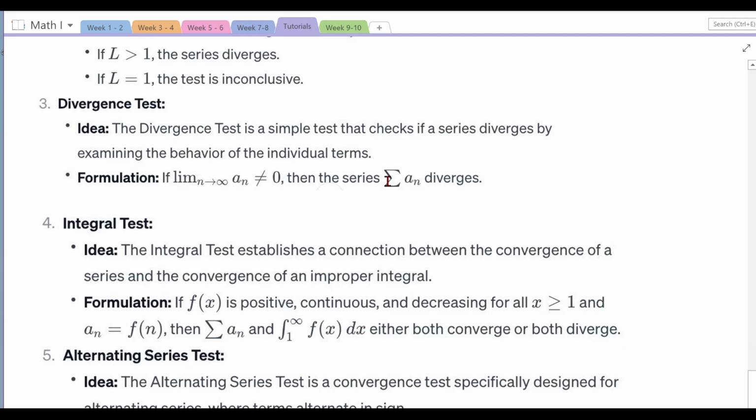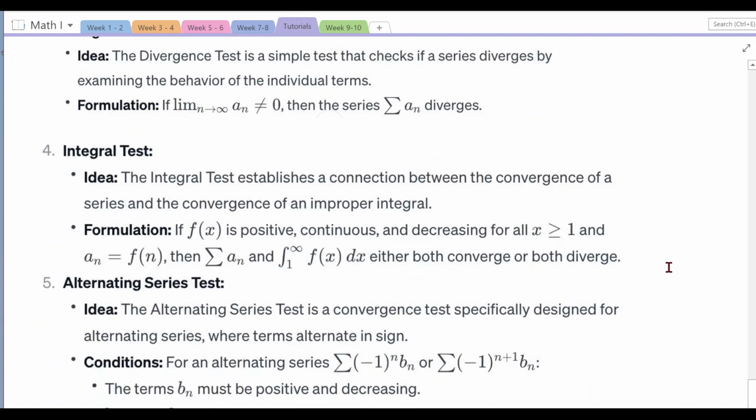If it is equal to 0, then the series may converge. However, if it is not equal to 0, meaning 1, 2, 3 and so on, it will diverge, including infinity. However, if it is 0, then the series can converge. We'll do some examples later.